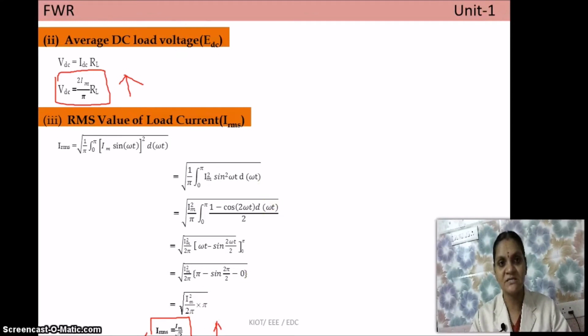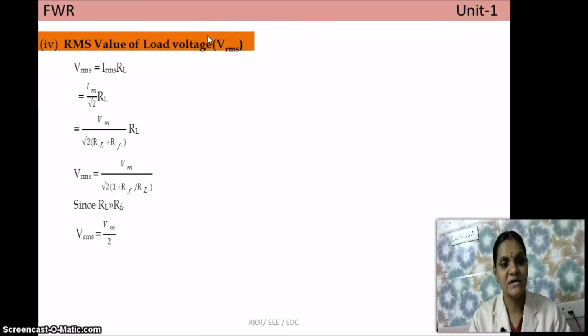This is another thing you have to note. The next is the RMS value of load voltage. Similar to Ohm's law, VRMS equals IRMS into RL. IRMS we have just calculated as Im by root 2, substituted here. And for Im, again by using Ohm's law, we can write I equal to V divided by R, where R is the total resistance included in the circuit. So this can be Vm divided by RL plus Rf.